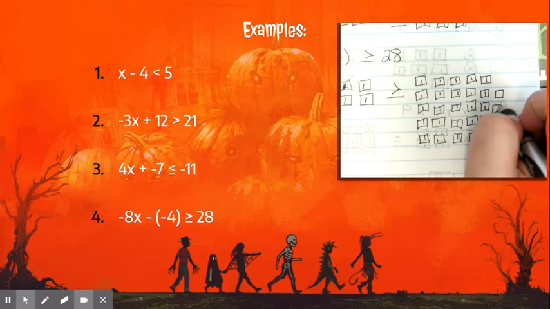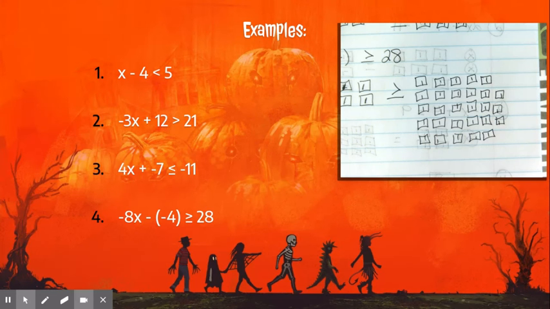Okay. And that's how we model, guys. Tomorrow we'll learn how to solve with these models. And on not Wednesday, on Friday, we'll learn how to solve just directly from an equation.